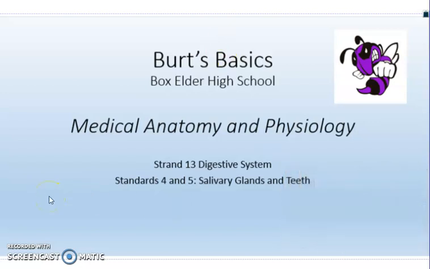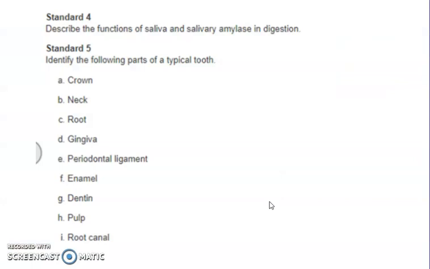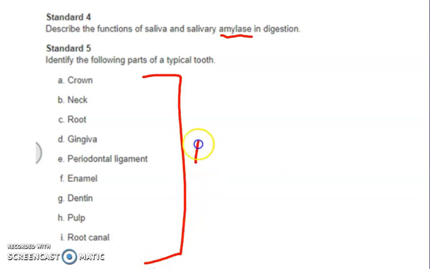So today we are doing the digestive system, and we're focusing on salivary glands and our teeth. So let's see how well that goes. So here's our goal. This is a state core objective. It says describe the functions of salivary glands and salivary amylase. So amylase is a word we're definitely going to have to master. And we need to know the anatomy of a tooth. So we're going to take a tooth, cut it in half, and start labeling every part of a tooth.